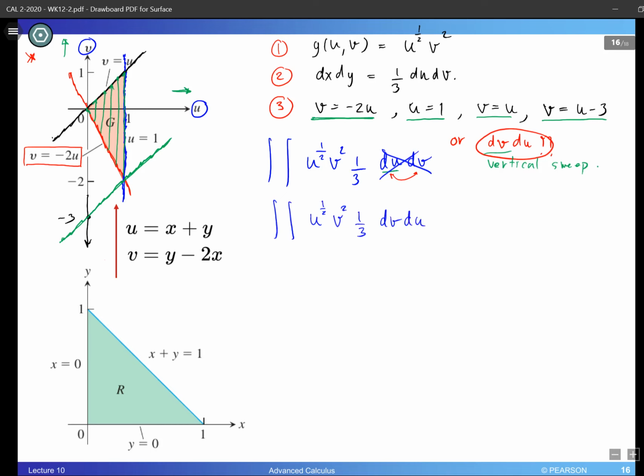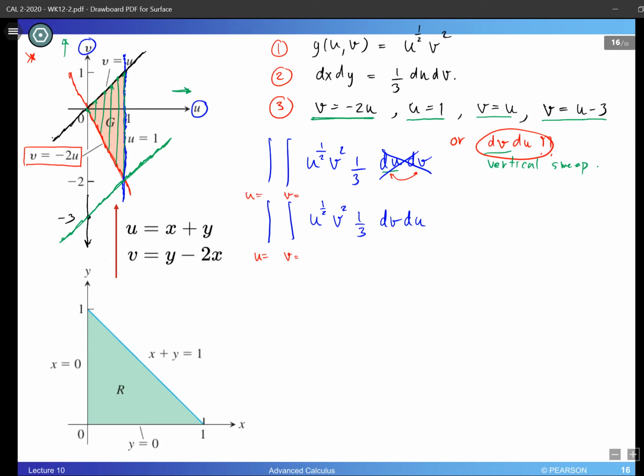Now we are supposed to find the boundaries for the integration sign. So let's take a look here. We are supposed to find the lower bound for the v variable right here. V equal to what? And ends at v equal to what? And for u, start at what value and ends at what value?